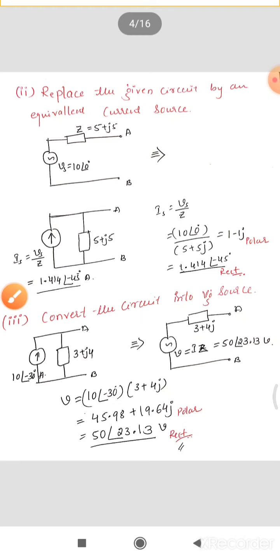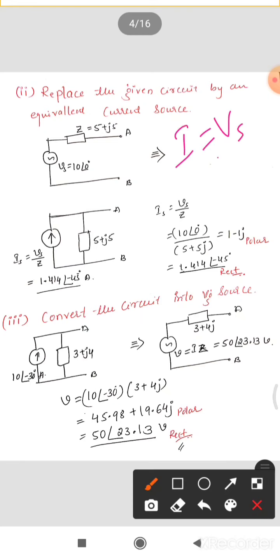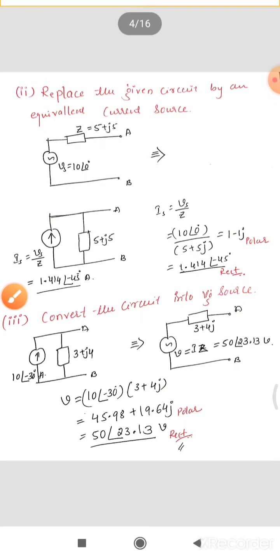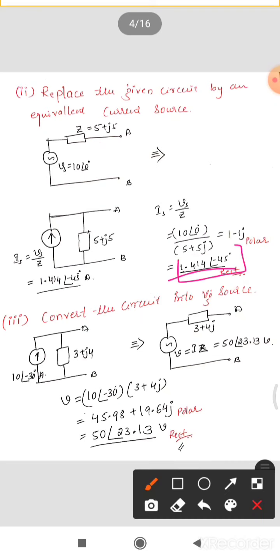What about I? I will be equal to Vs, whatever voltage they have given, divided by Z. Vs divided by Z, that is 10 at an angle 0 divided by 5 plus 5J, equals 1 minus 1J. Sorry, it should be rectangular. This is your rectangular form, and then convert that into polar form, you get 1.414 at an angle minus 45 degree, which is the polar form. Anyone you can use, but prefer to represent in polar form.